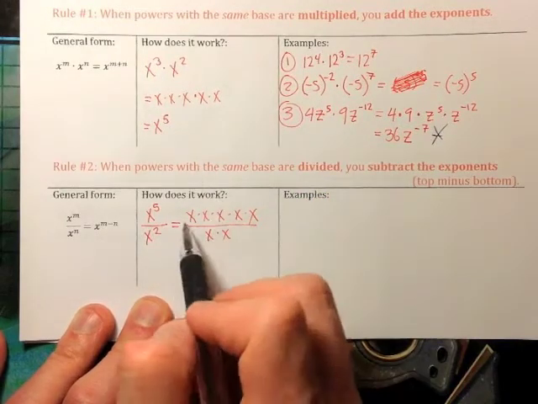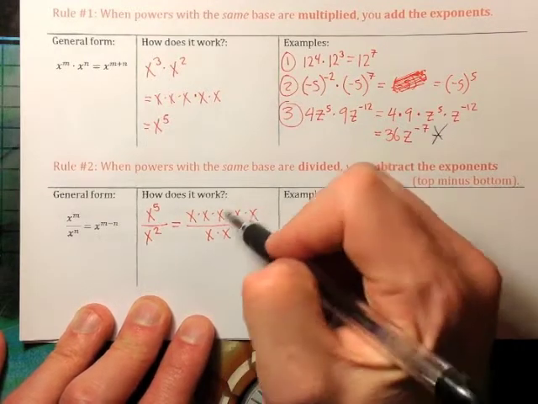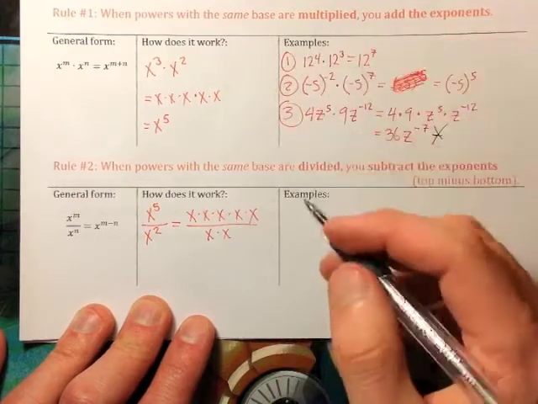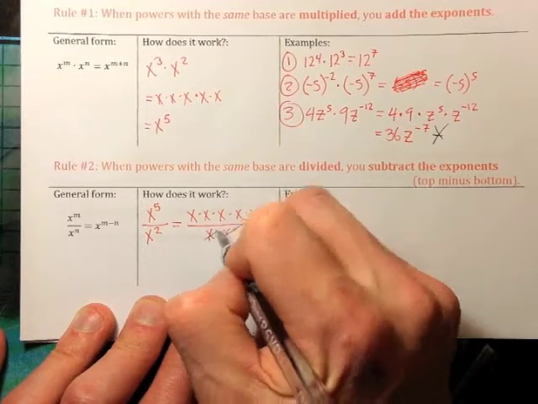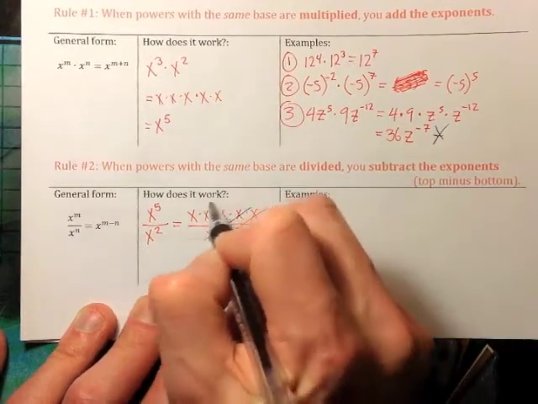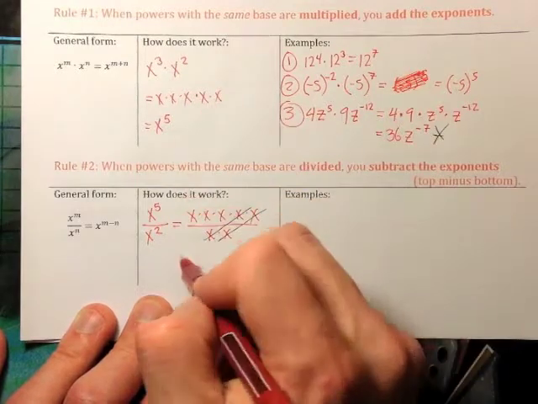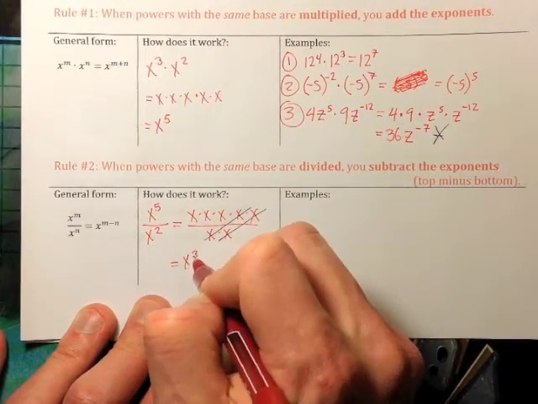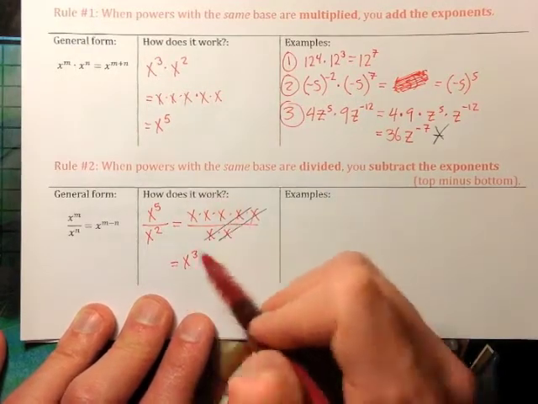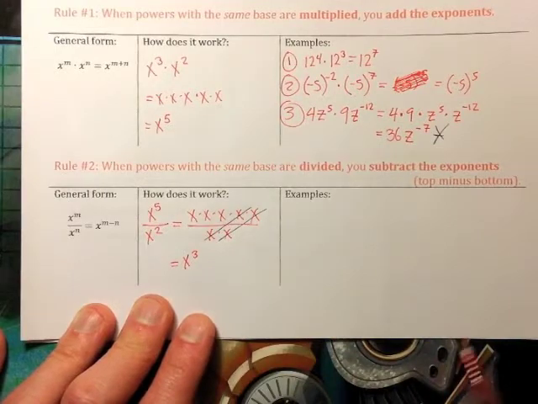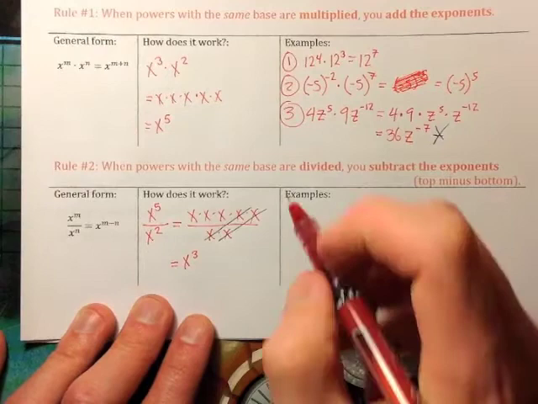Now, everything up top is multiplied, everything on bottom is multiplied, so that means that if I see something on top and on bottom, I can cancel it out. So I see an x here and an x here, canceled. X here, x there, canceled. Look at what is left over. 3 x's multiplied together. So that means that this is equal to x cubed. Now, a shortcut that I could have taken to find this without writing it out completely is to say 5 minus 2 gives 3. Now let's see some more examples of that.